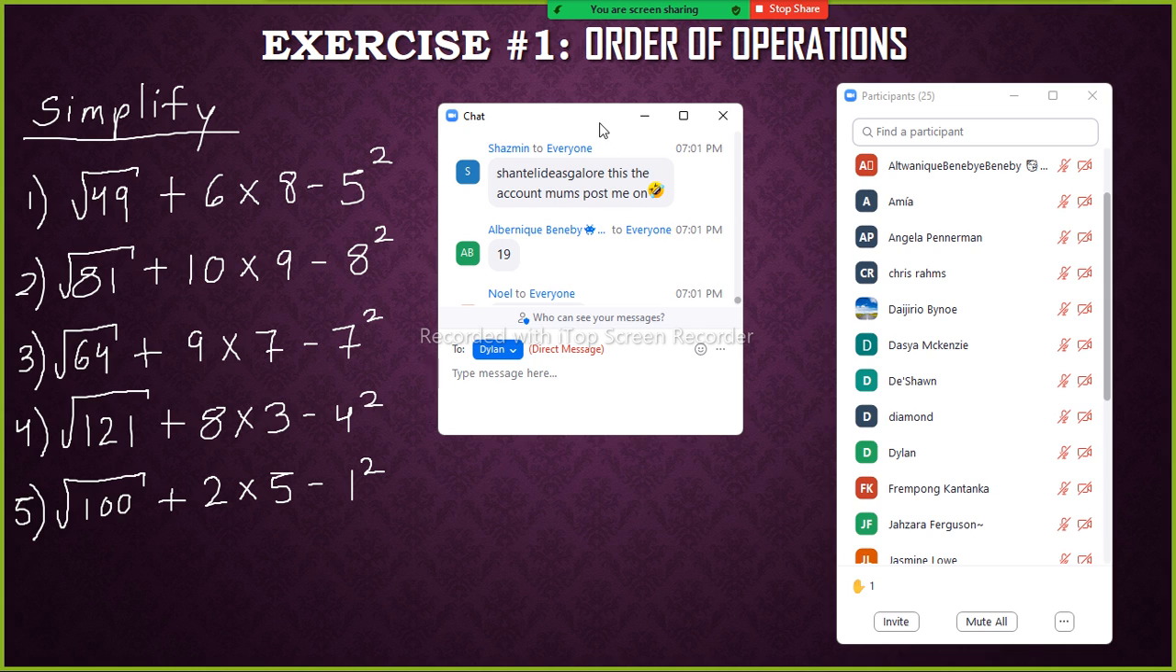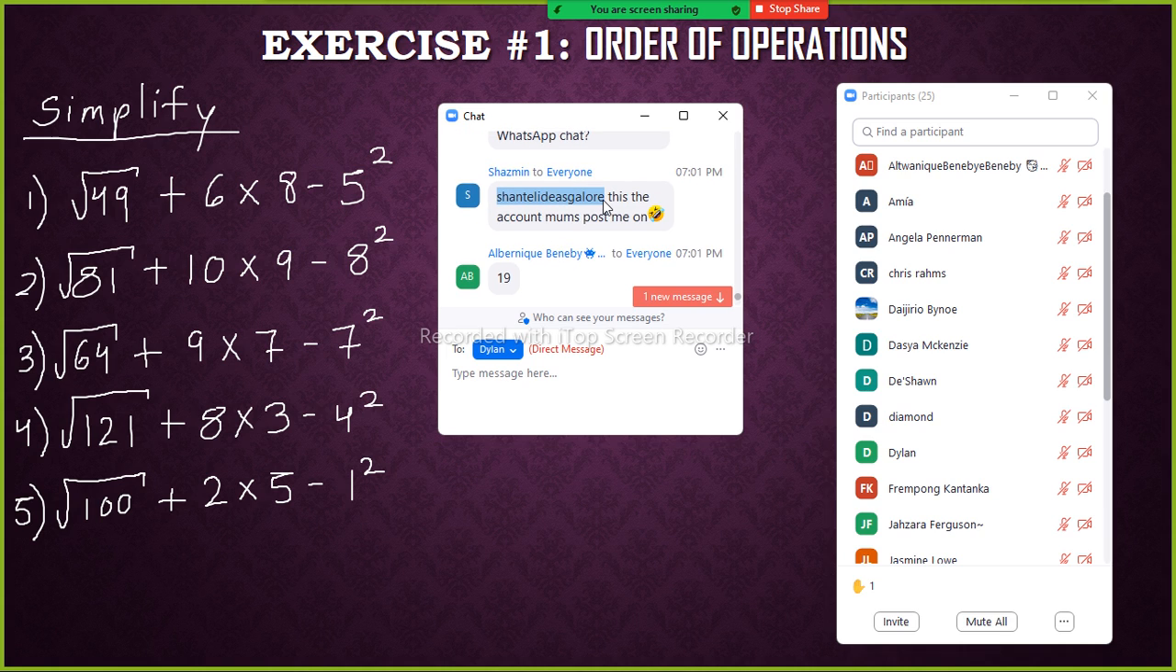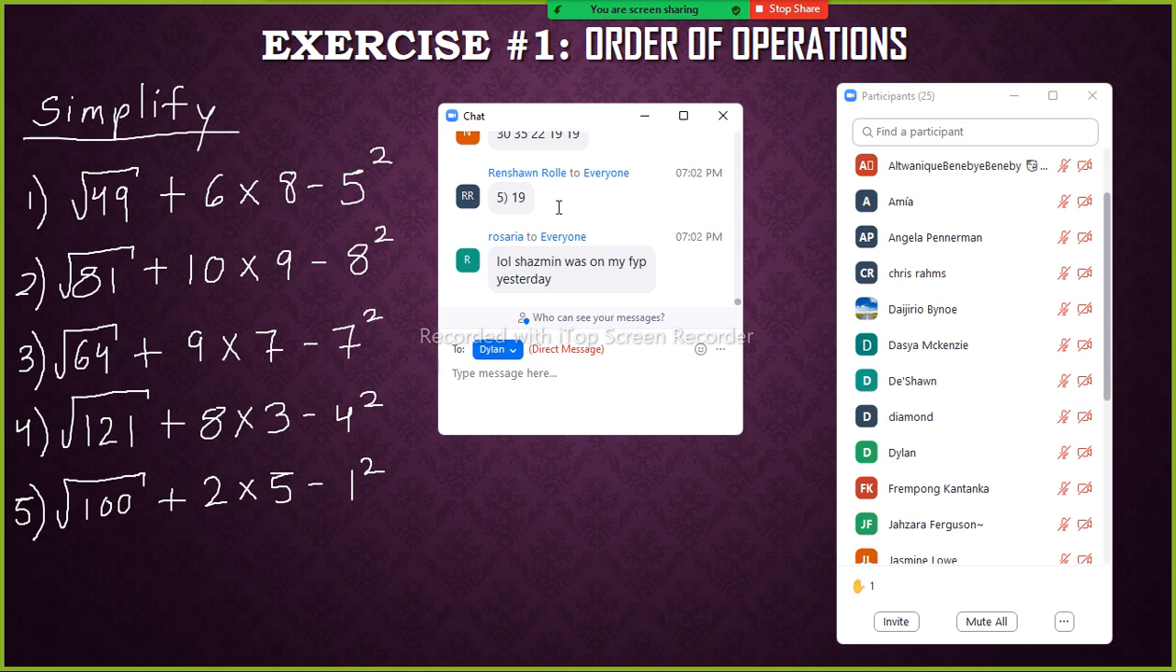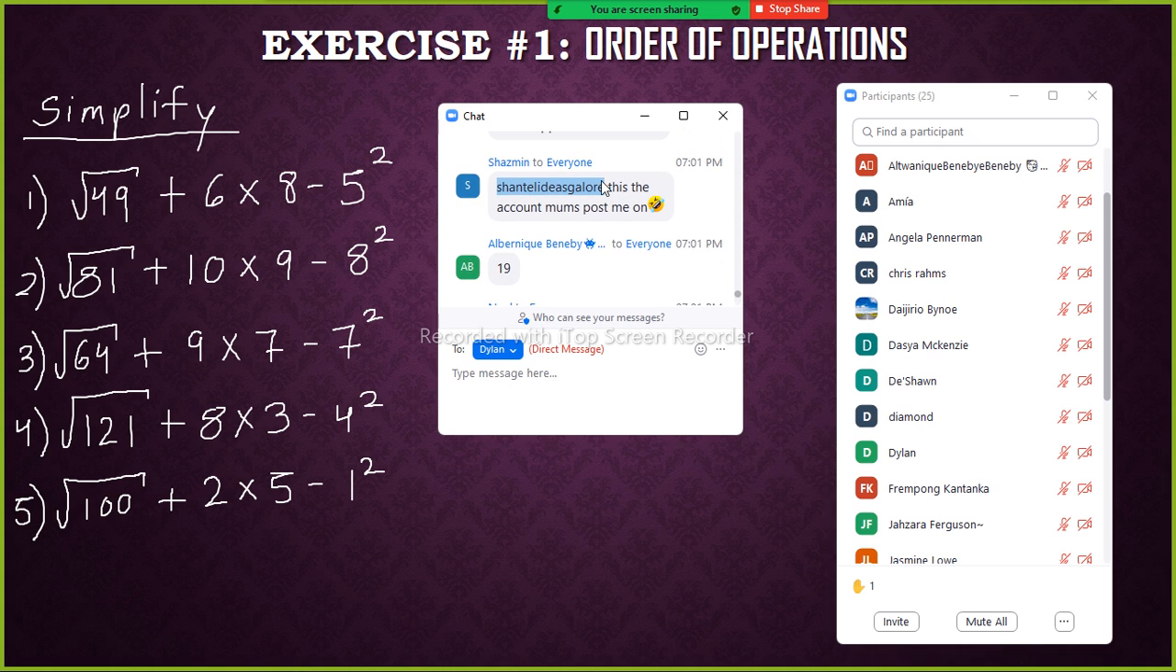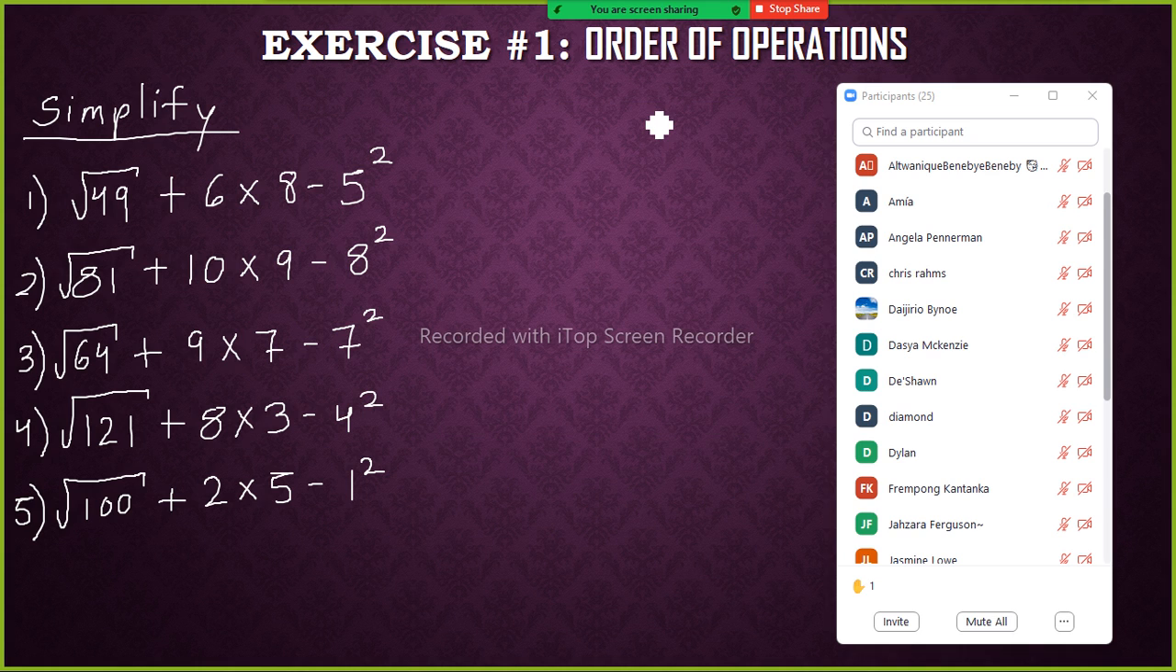And everyone, there is Shazmin Butler's TikTok. That's her account. And so she is a sensation. She was on my FYP yesterday. Okay, yeah, she is a TikTok sensation. All right, so let's begin. Maybe she could post some maths on there, showing them how to do square root.